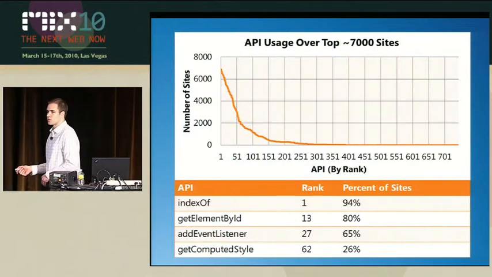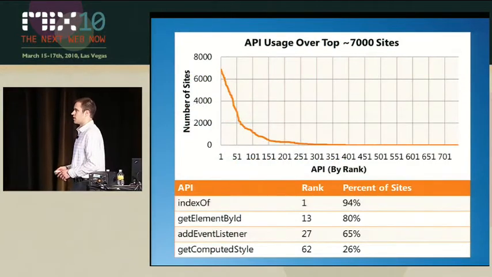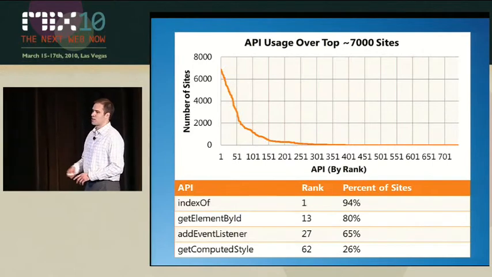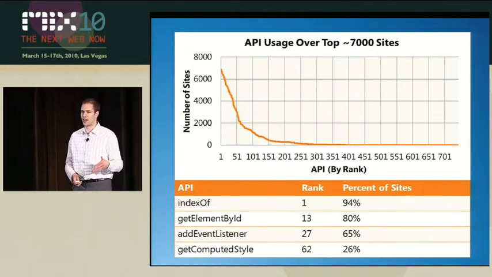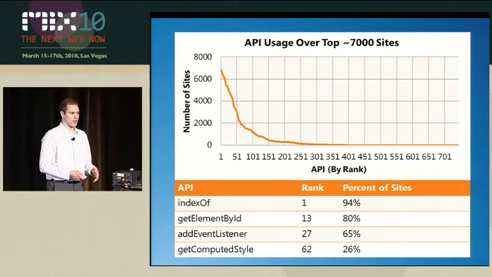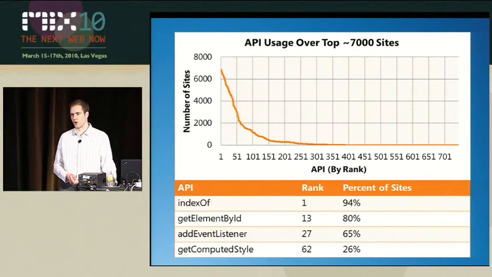You saw this chart this morning in the keynote. This is a much less pretty version of it. You can tell I just wrote this one. I didn't have a team of people to make my slides all nice. But you see, these are the pieces of data that Dean pointed out even this morning. indexOf is number 1, getElementById number 13. And addEventListener is the highest ranking one that Internet Explorer didn't support until Internet Explorer 9.